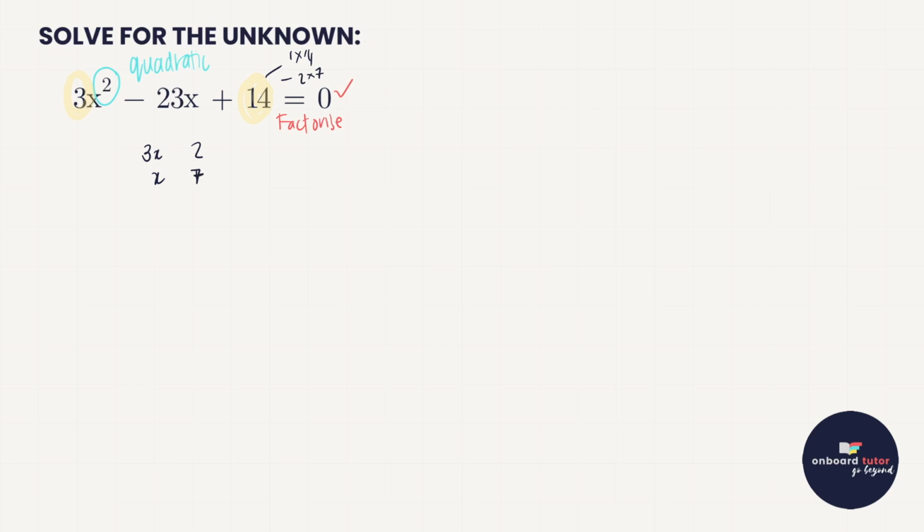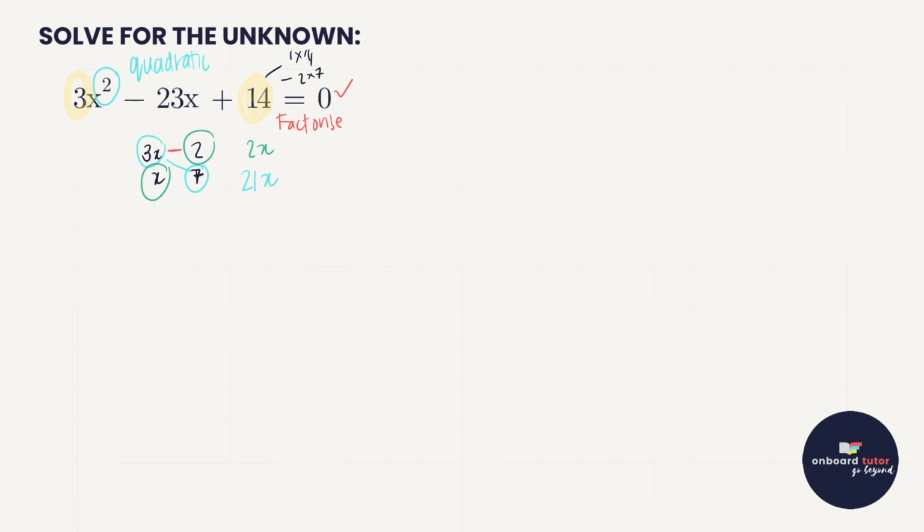What we're going to do is cross multiply. 3 multiplied by 7 will give us 21x. And then we cross multiply the other two, so x multiplied by 2 gives us 2x. And then we ask ourselves, how can I use a 2x and a 21x to make minus 23x? And the answer is that both would be negative.